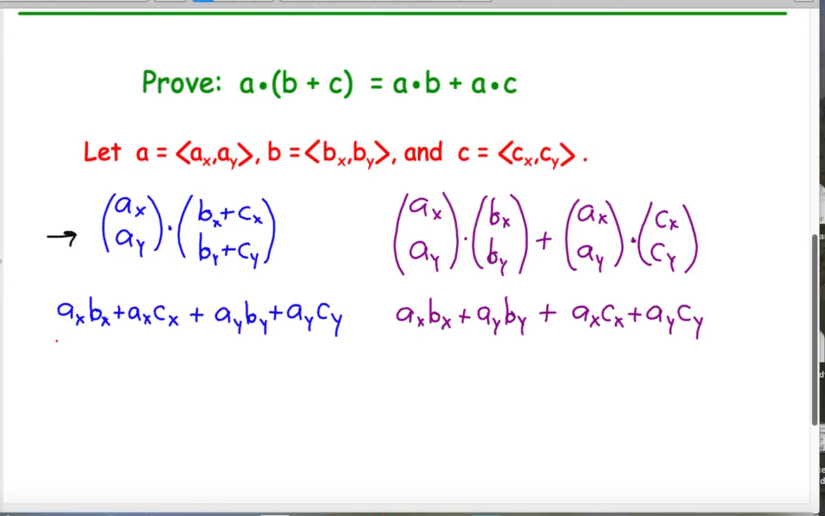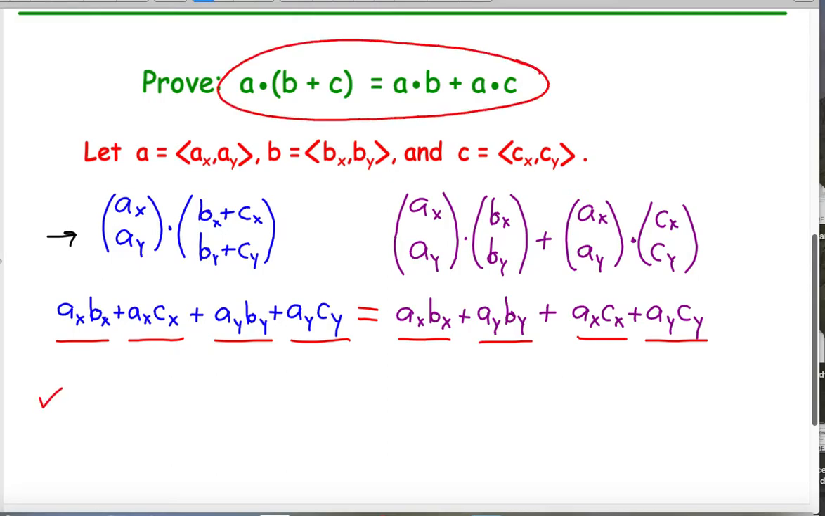We've got a sub x, b sub x in both. We have an a sub x, c sub x, that's right over there. We have a sub y, b sub y, check, and a sub y, c sub y, check. So there we go. So now we have actually proven that those two expressions are equivalent.